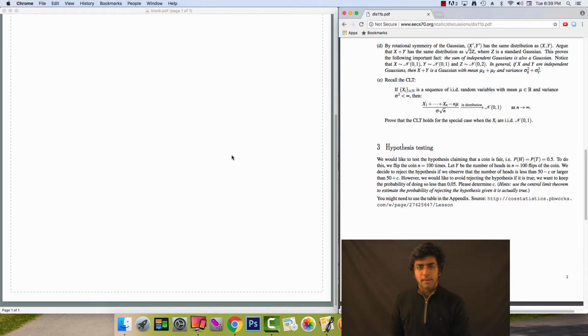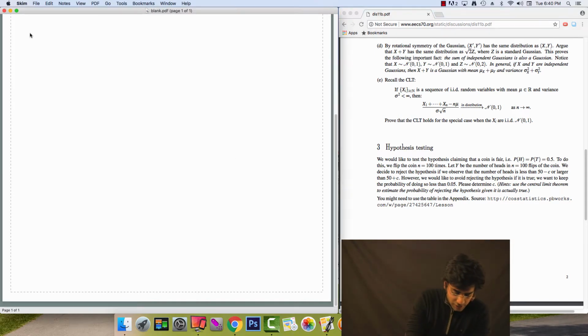Problem 3 talks about hypothesis testing, something commonly done in statistics and one of the most common uses of the central limit theorem. Let's take a minute to read the question setup, which says that we will be flipping a coin with some bias 100 times. We don't know what the bias is, but we want to comment on whether it's a fair coin or not, right? So the setup is as follows.